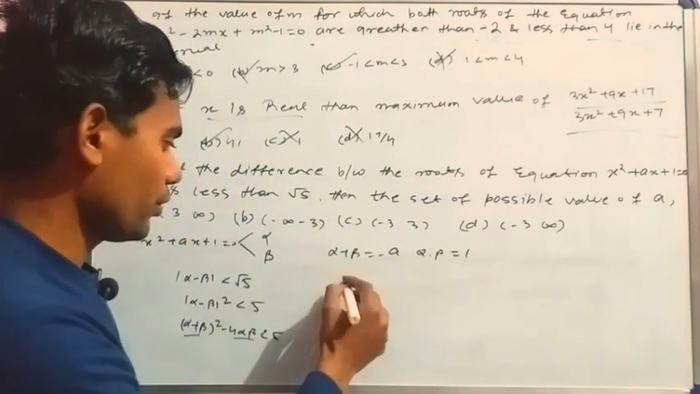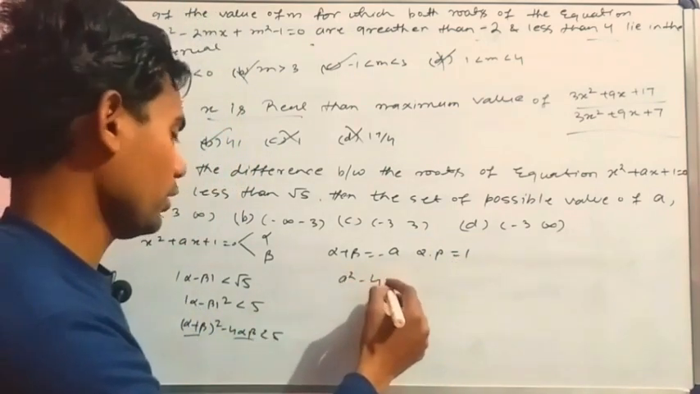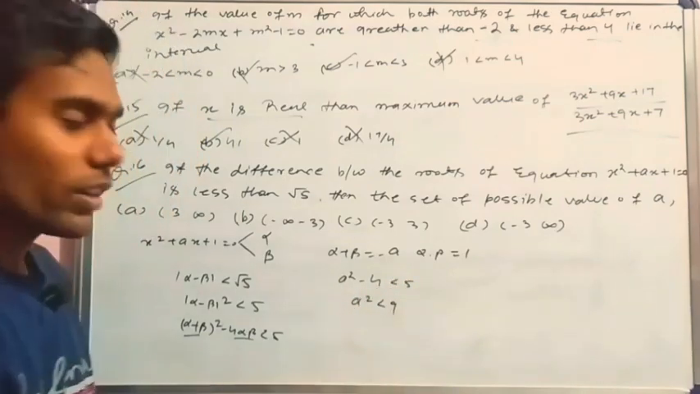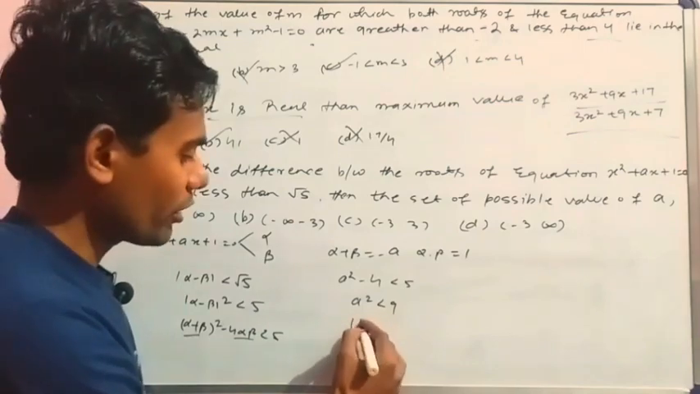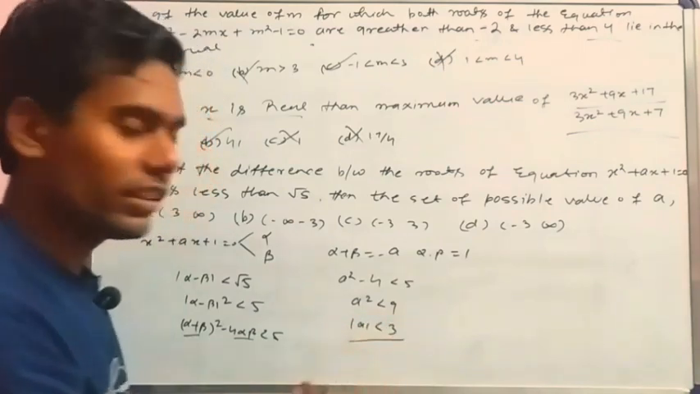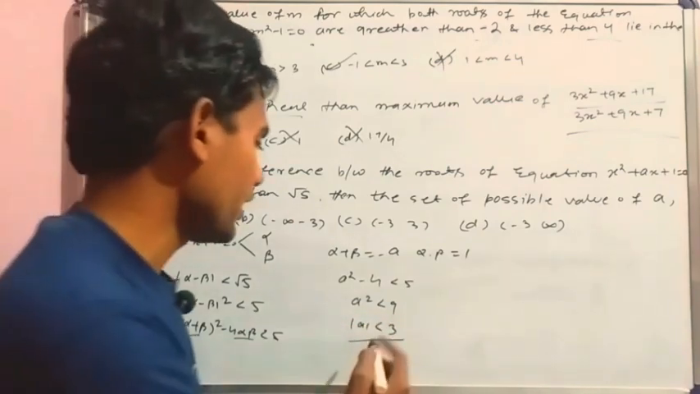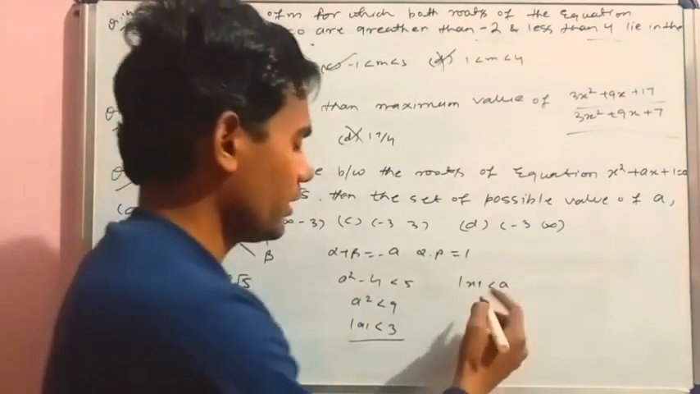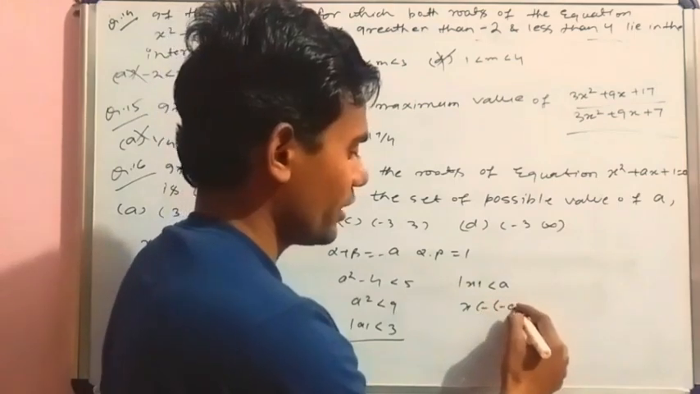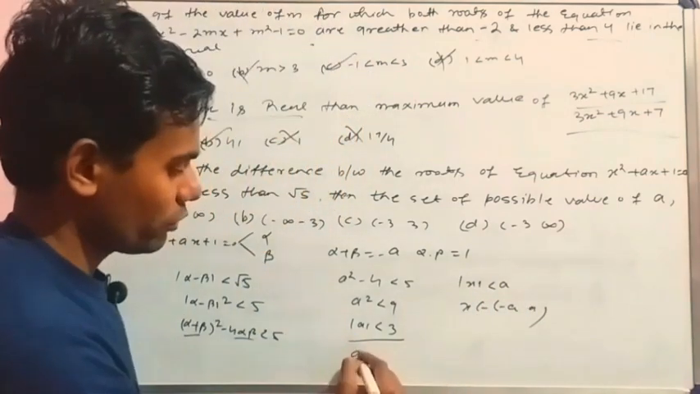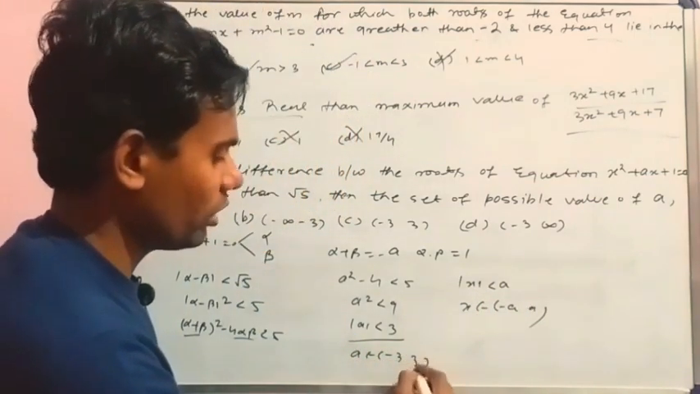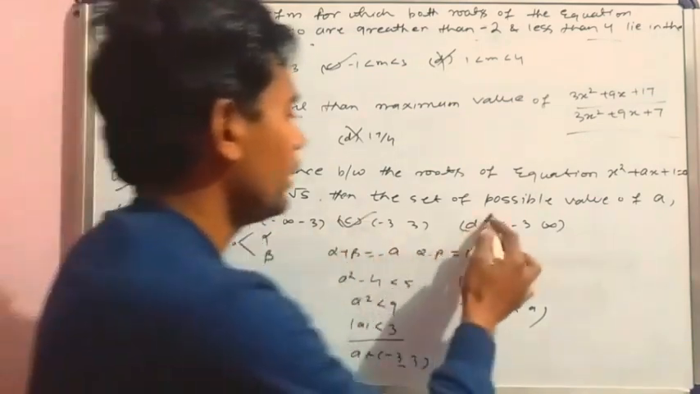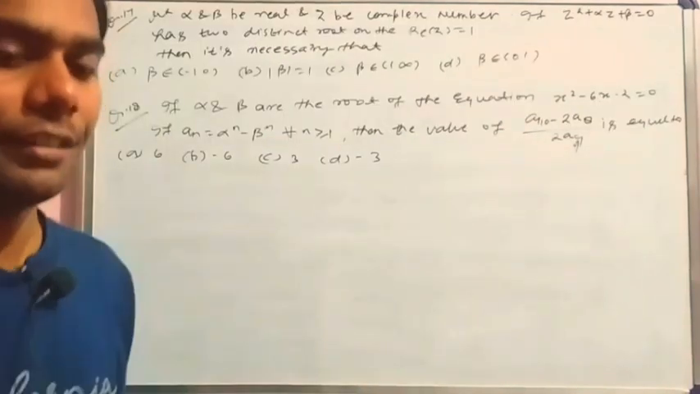Then we put this value: a² − 4 is less than 5, so a² is less than 9. a² less than 9 means that the absolute value of a is less than 3. If modulus of x is less than a, then x belongs to the interval minus a to a. So a belongs to the interval minus 3 to 3. That means C is the right option, and A, B and D are incorrect options.